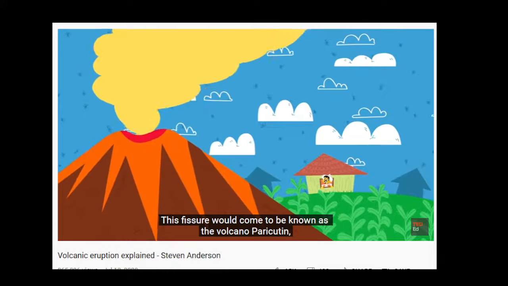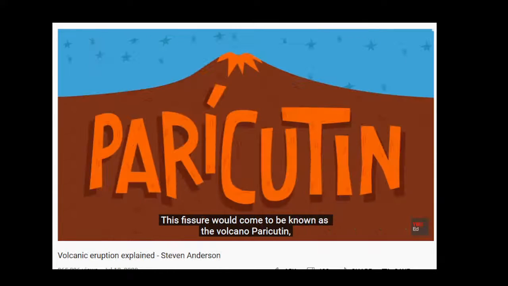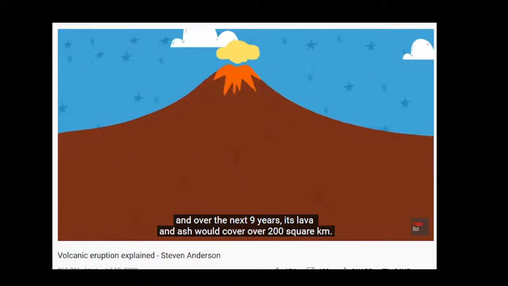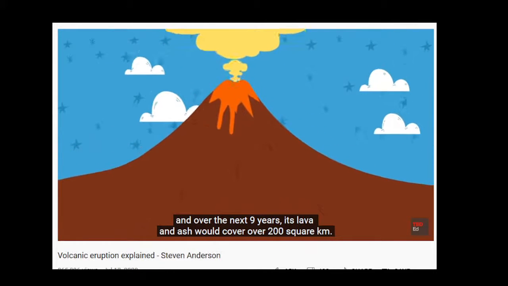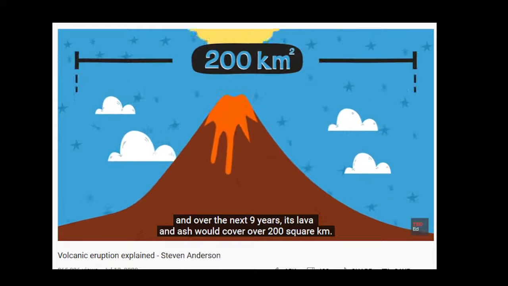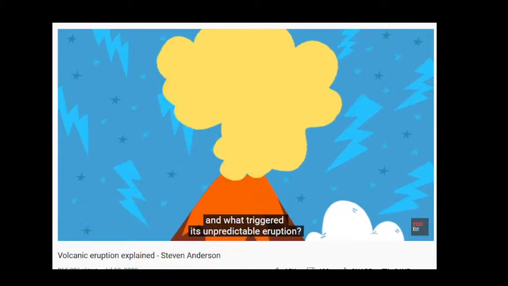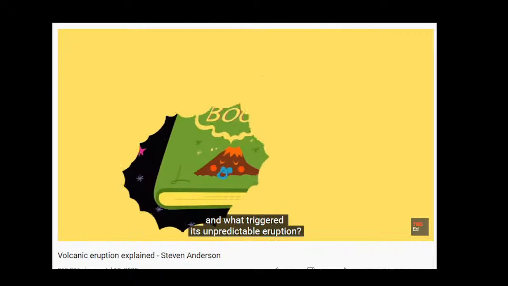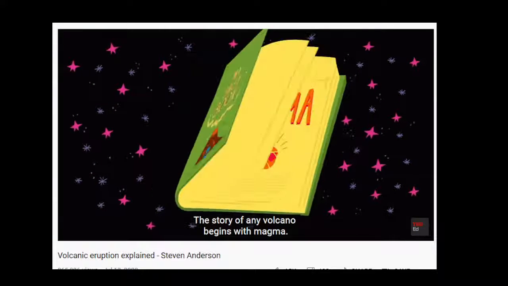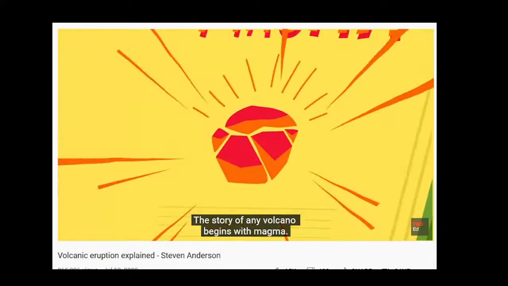This fissure would come to be known as the volcano Paracutin, and over the next 9 years, its lava and ash would cover over 200 square kilometers. But where did this new volcano come from, and what triggered its unpredictable eruption? The story of any volcano begins with magma.